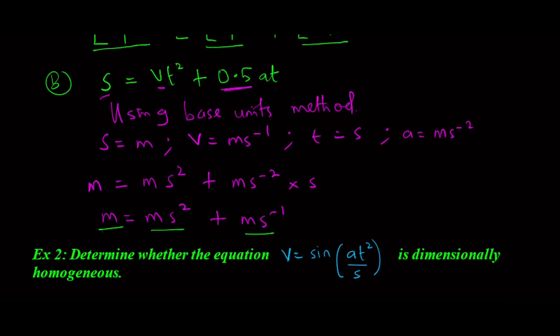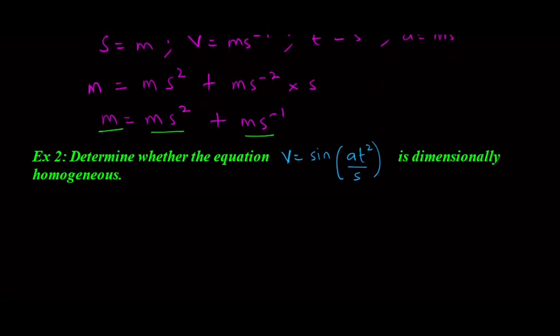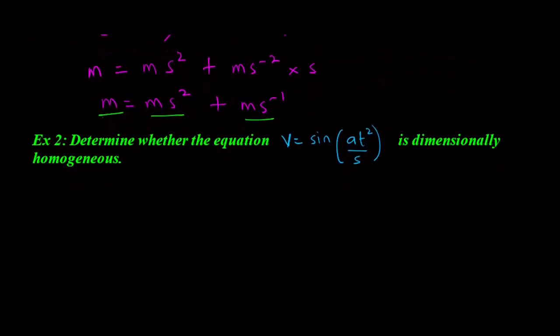Yeah, so in this next example, we can see that the equation involves a sine function. So the first thing is to check whether this sine function is going to be dimensionless. We can use the base unit method and we can use the dimension method. I prefer to use the dimension method to solve this. You can feel free to pause the video to use the base unit method as well.